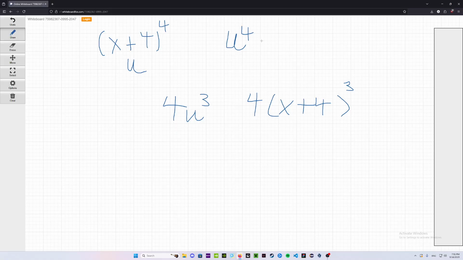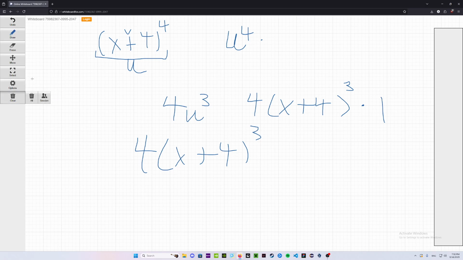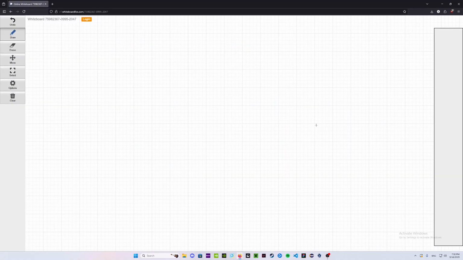But then you're going to multiply by the derivative of the inside. So u is this whole thing, and the inside is v. And then you're going to multiply by the derivative of the inside, v. The inside, it's just 1, so you're going to multiply by 1. And so your derivative of this is going to be 4(x + 4) cubed, because of the 1. Easy, right? Okay, so that's chain rule. Of course, it could get more complicated, but that's the basis of it.